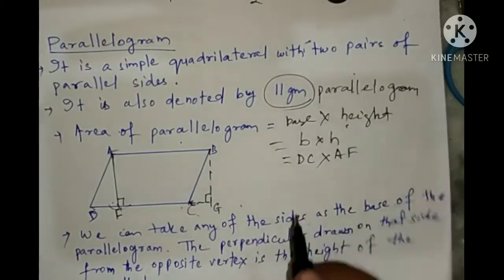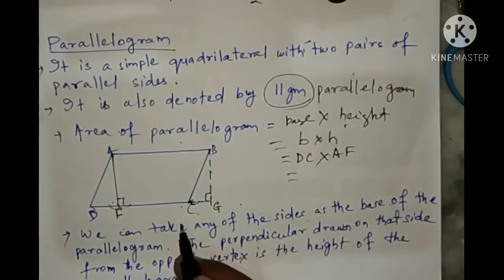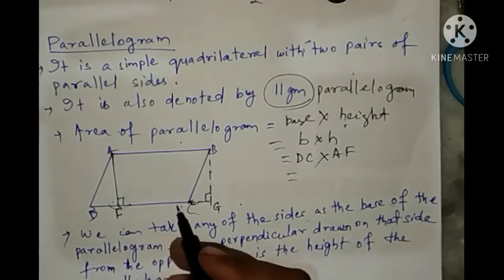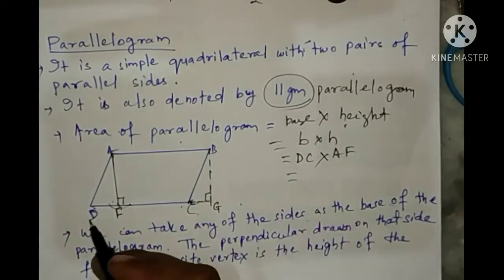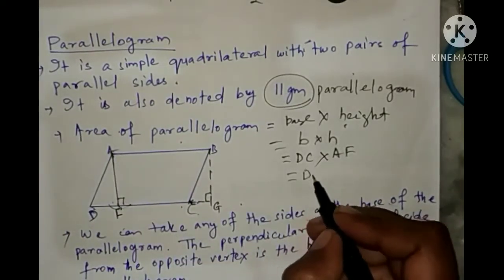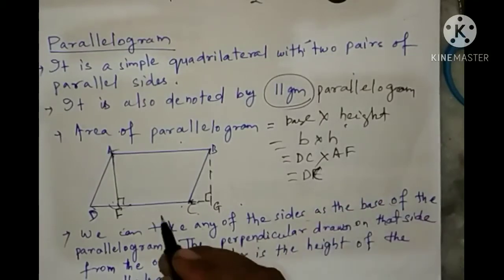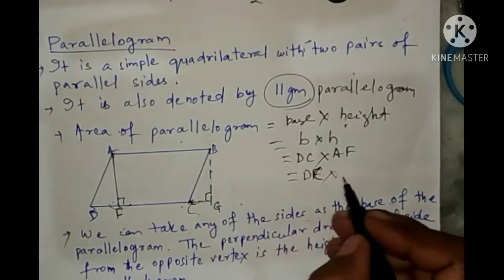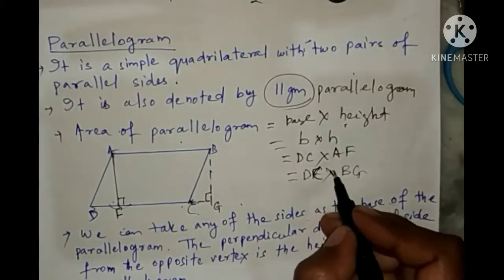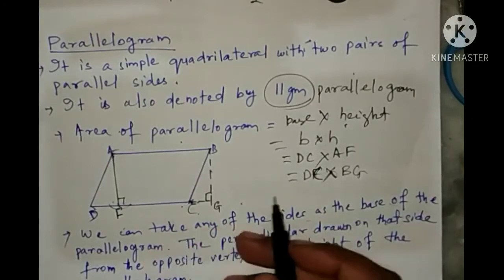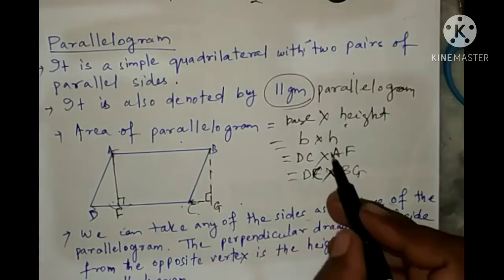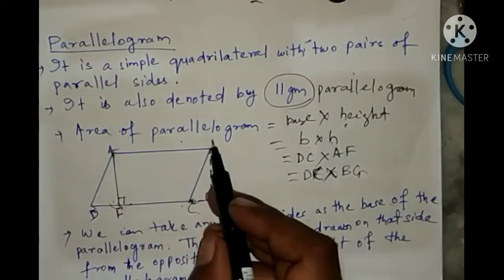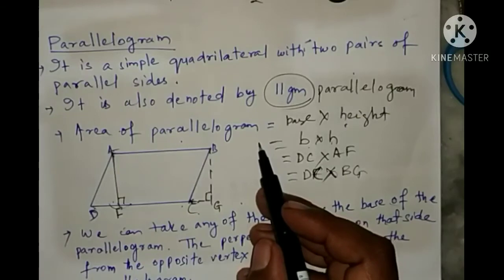Or if I take the base as AB, or the base as DC also, what will I get? Height also BG. So wherever you find the height, you can take the base and height. So if base and height are given, you can find out the area of the parallelogram.